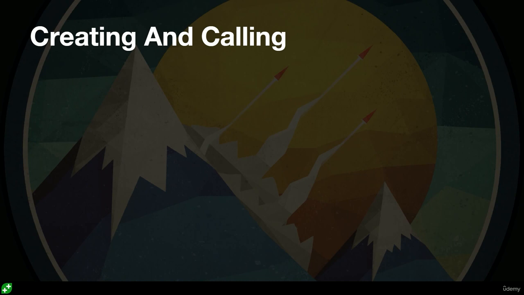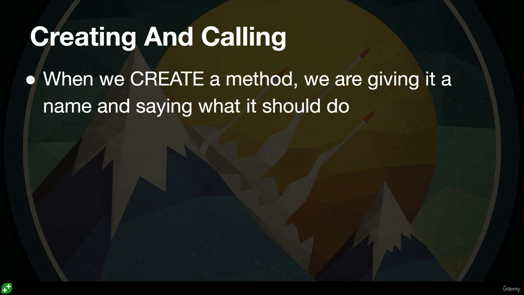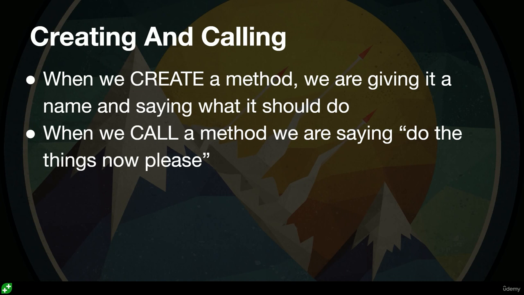The other thing I want you to know in this very, very quick intro to methods is that we do creating and calling. So when we create a method, we're giving it a name and saying all the things that it should do. So a method might be make the thing move forward, make the thing turn around, and we also call a method. And that is when we are saying, do the things now, please.